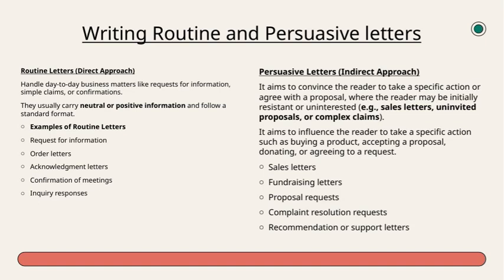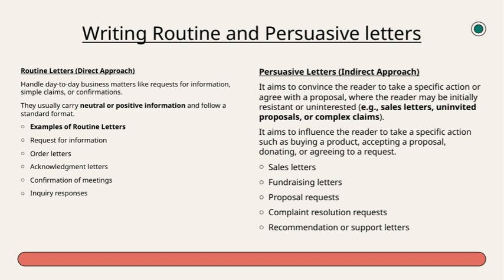In this slide, we're exploring 2 main types of letters, persuasive and routine. Let's start with persuasive letters, which use the indirect approach. These are designed to convince the reader to take a specific action or agree with a proposal, even if they might initially be resistant or uninterested. Think about sales letters, uninvited proposals, or complex claims. These are all examples. The goal here is to influence the reader to do something, whether that's buying a product, accepting a proposal, donating, or simply agreeing to a request.